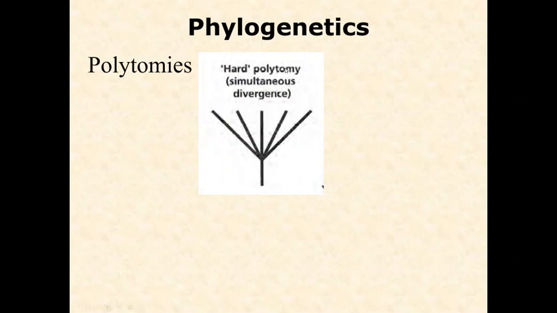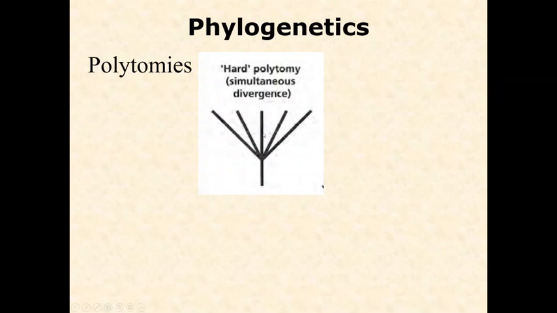A hard polytomy is where more than two branches come from a single node. So in this case, I've got 5 branches that all simultaneously diverge from that same ancestral population. Now, what this means is that this is an actual reflection of the real history of these 5 species, that all 5 of these species diverged at the same point from a common ancestral species and then evolved to become their own different, distinct lineages.